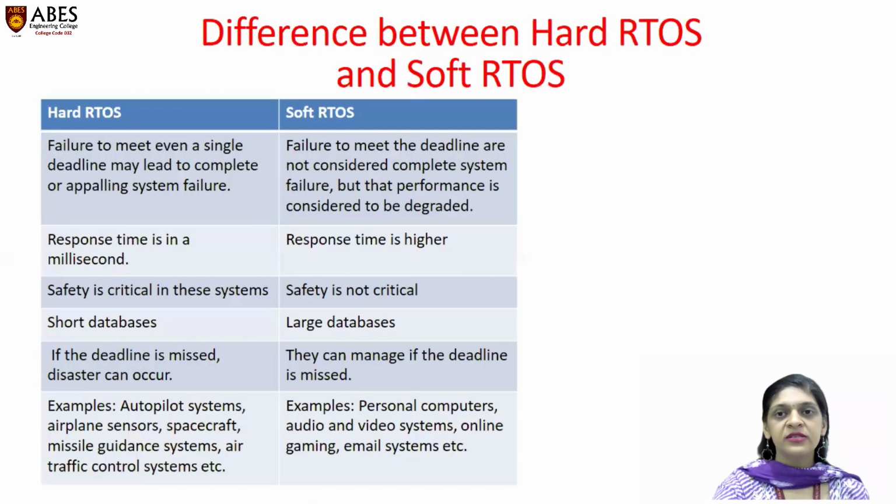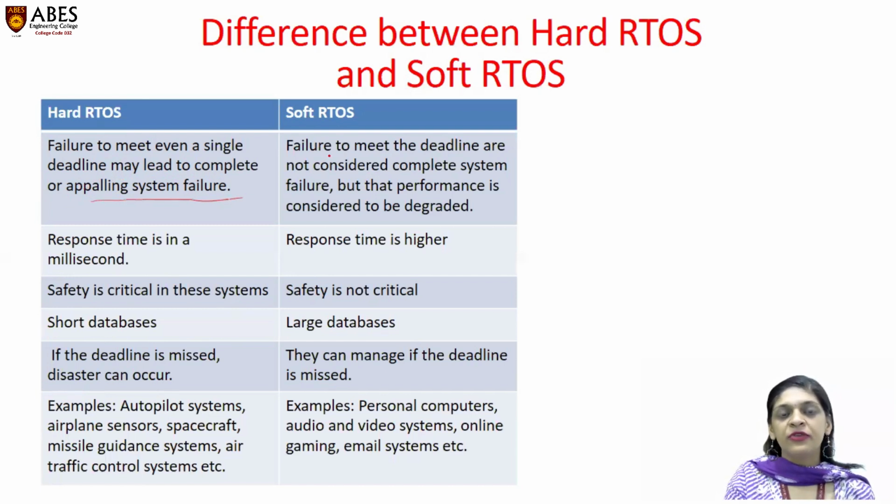Here we are having some differences between a hard real-time operating system and soft real-time operating system. So here is the first difference. Failure to meet even a single deadline may lead to complete or catastrophic system failure. अगर यहाँ पे एक सेकंड का भी डिले होता है, एक सिंगल डेडलाइन भी अगर आपकी अकम्प्लिश नहीं हो पाती है, तो पूरा सिस्टम आपका फेल हो सकता है.